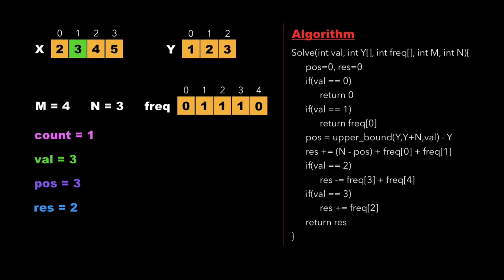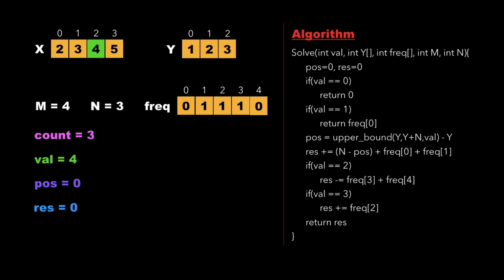Now we again return result, and in the main function we add it to the count. So the updated value of count is 3, and again we increment the value of i, that is, now i points to the third memory location, and the variable val contains 4. So again we call the solve function, declare two local variables, namely position and result, and check whether val is equal to 0 or 1.